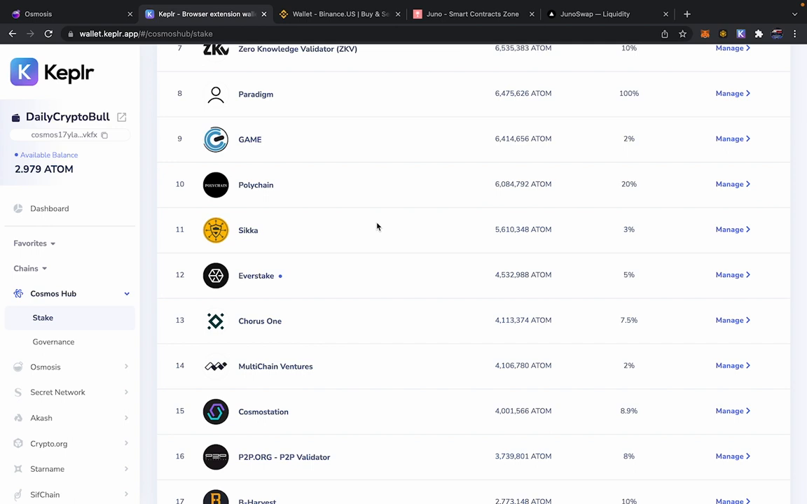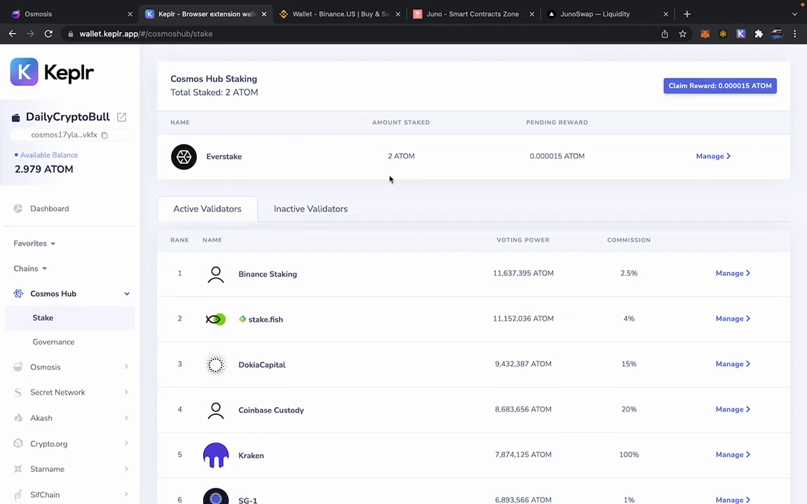A lot of airdrops on the Cosmos ecosystem happen for people that are staking in the Cosmos ecosystem, in the Cosmos hub, and also for the Osmosis. But Osmosis, what we're going to do over there is LP, liquidity provide. So that's all you need to do over here. The more you stake, typically, the more you will get airdropped.